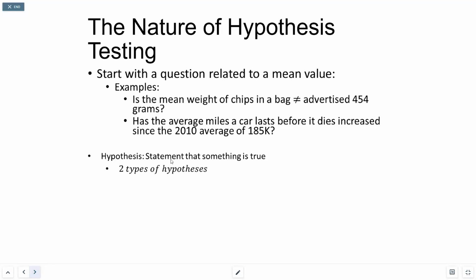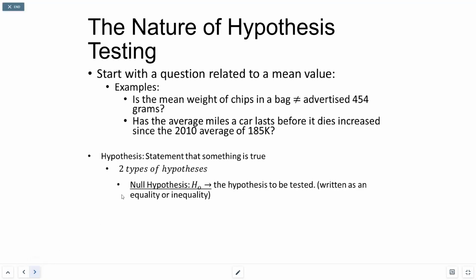The hypothesis will be a statement that something is true. And there are two types of hypotheses. One is the null hypothesis, and we give that the notation H sub naught. This is the hypothesis that is going to be tested. It's written as an equality or an inequality, but it always contains the equal sign. So greater than or equal to for the inequality, or less than or equal to.